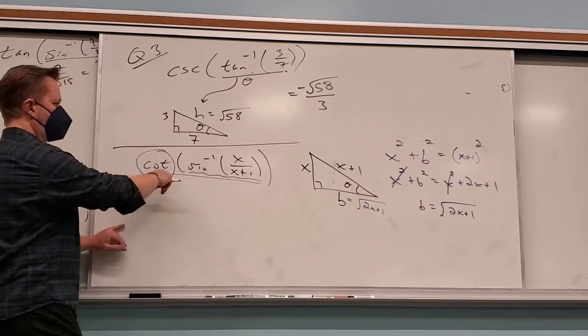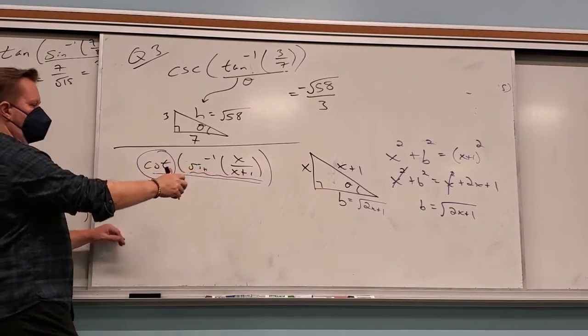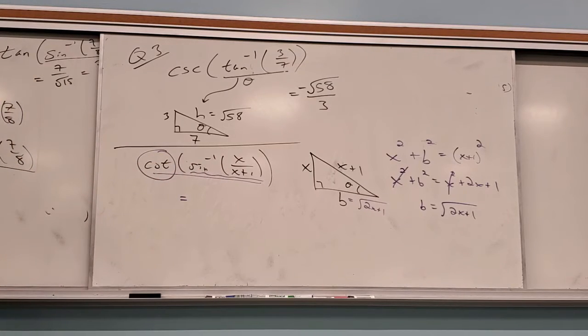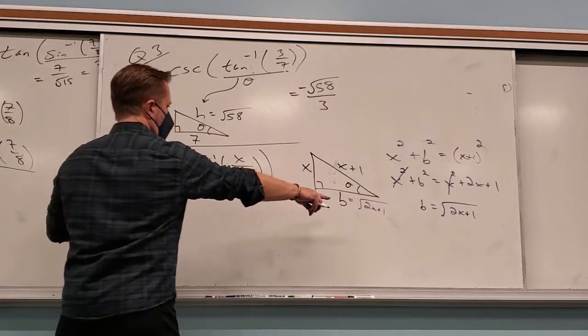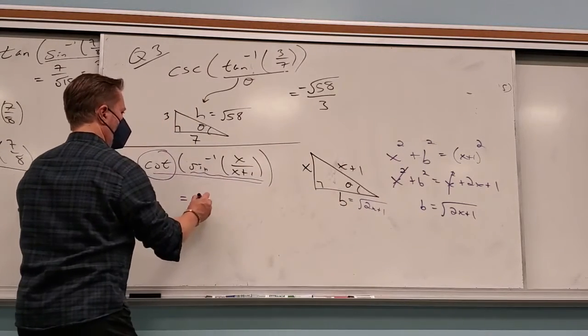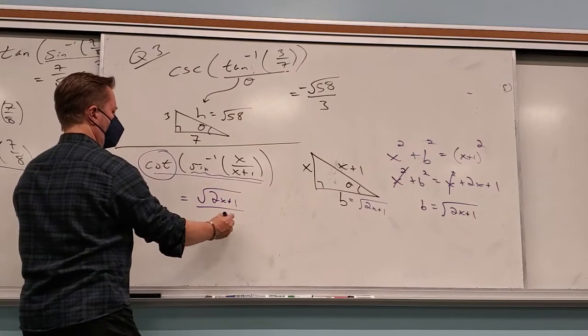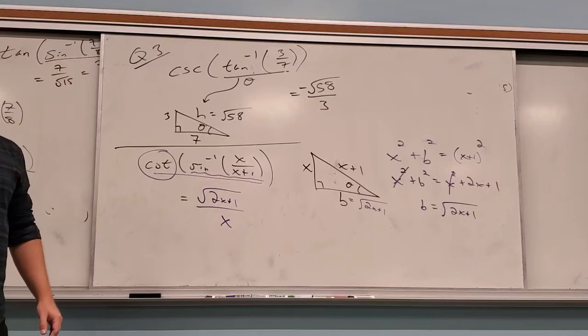What is the cotangent of the angle? What's cotangent in general? X over y. So what's the cotangent? X side, so y side. There you go.